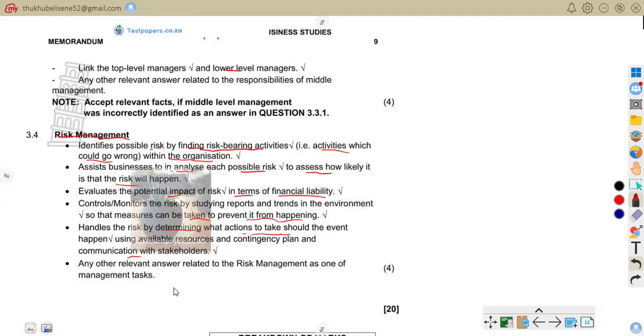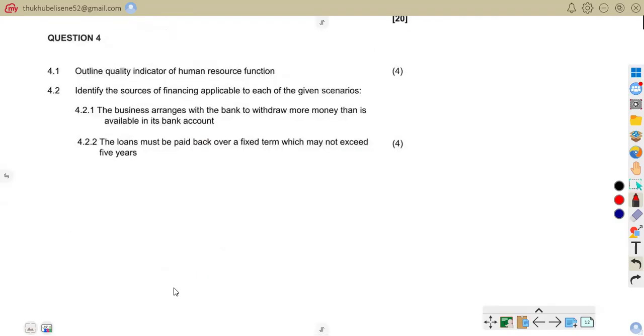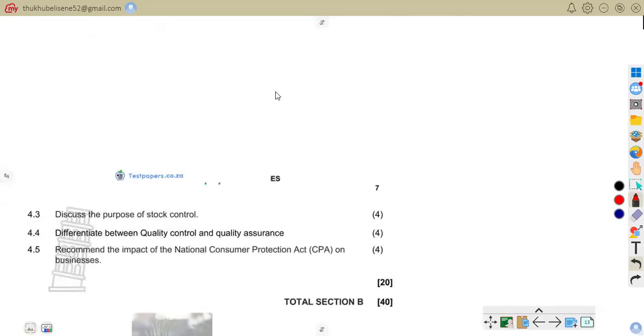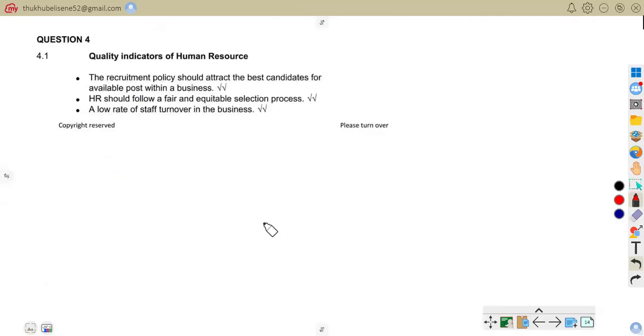Now we are to attend to question 4, which says, outline indicators of the human resource function. So we are to outline the indicators of the human resource function. Now we come to the answers.